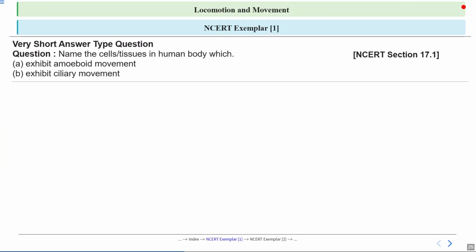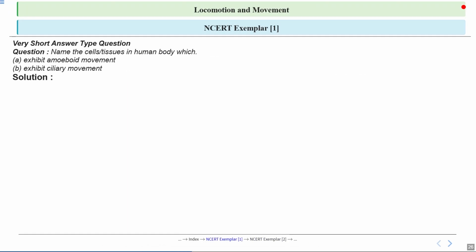Now this is question number 1 of very short answer type, and the question is, name the cells or tissues in the human body which first exhibit amoeboid movement and second, ciliary movement. Let's see the answer in detail. So A, cells exhibiting amoeboid movement.